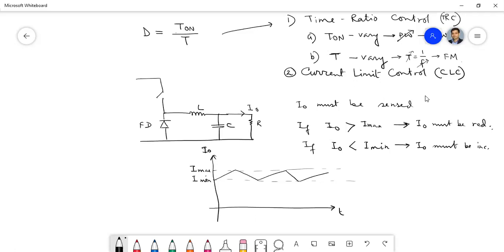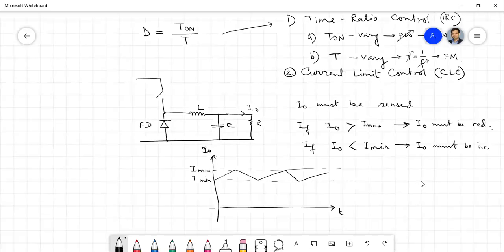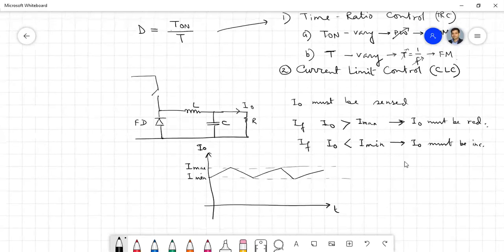Is the point clear? Any question do you have? The second option, the current limit control, is a little bit complex compared to the first one. So generally we use the pulse width modulation control.